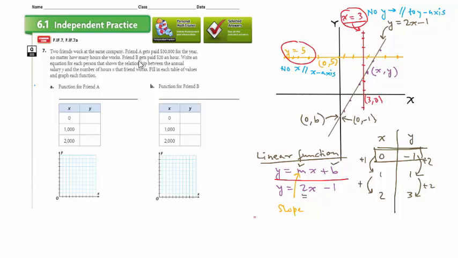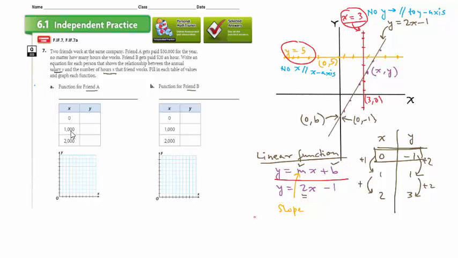Take some time to read through the problem. I have already read it. Now it says that there are two friends, friend A and friend B. Friend A, no matter what, gets the same fixed salary every year, and that's $50,000. The salary is the y, and the number of hours worked is x. So you see this x over here? It's like saying friend A works for 0 hours. What is his salary? If it's a she, I guess.